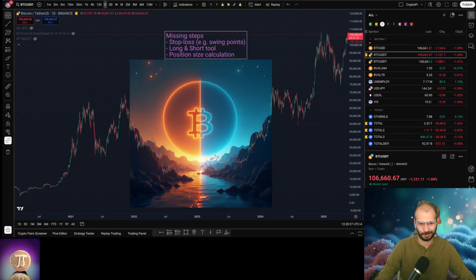Today, I want to talk about three things, which are the missing steps in the trader's journey. First is stop loss, second is the long and short tool, then is position size calculation.